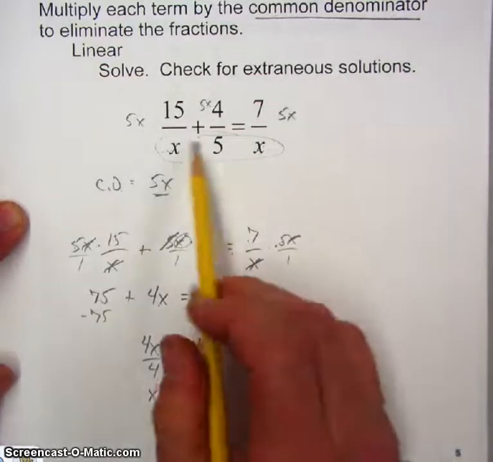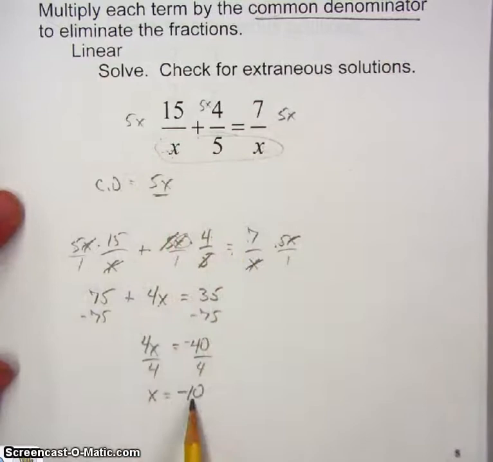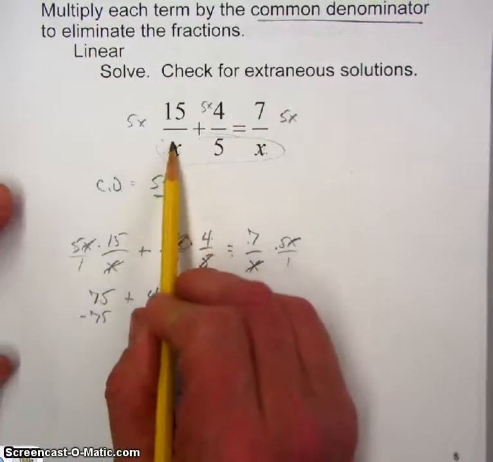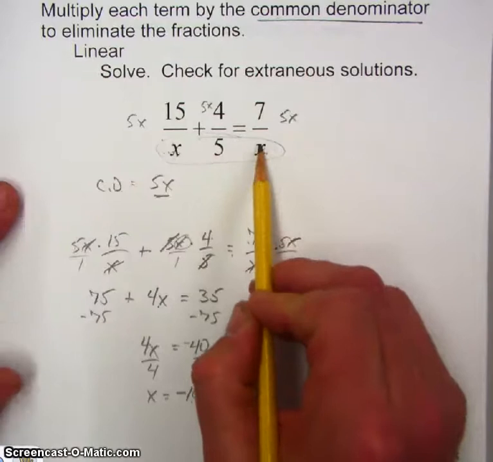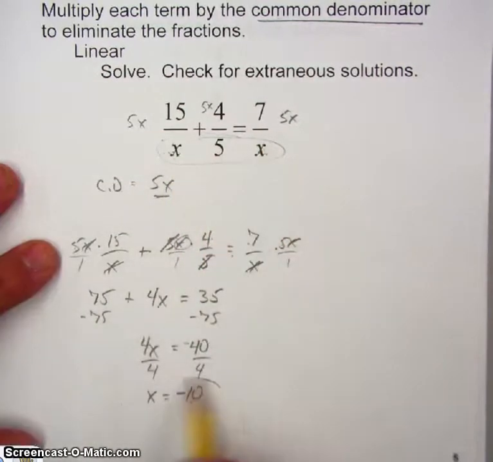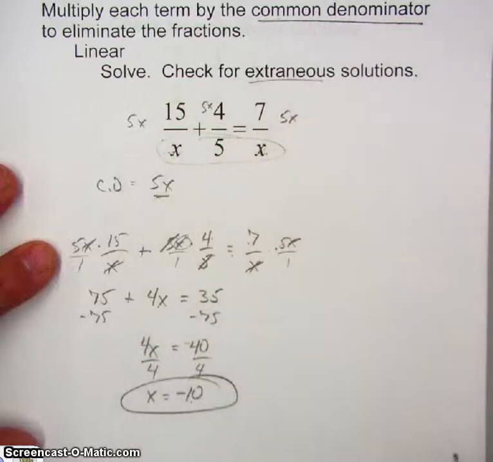Now I noticed in my original equation I had variables in the denominator, so I have to check this solution. So when I put negative 10 in for x here, will this be a 0? No, it's a negative 10. And the same thing here. So therefore, neither of these go to 0 in the denominator, so that is my solution. So that means I have no extraneous solutions at this time.